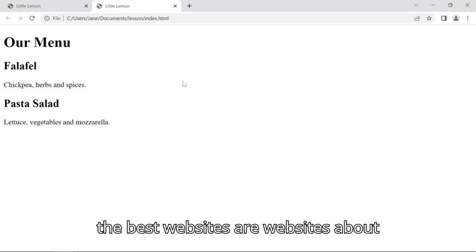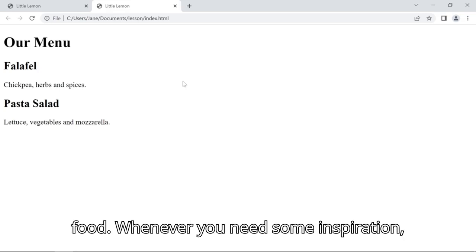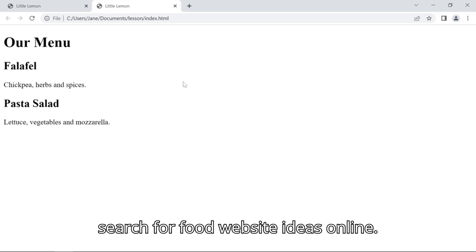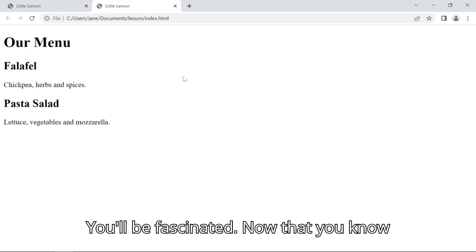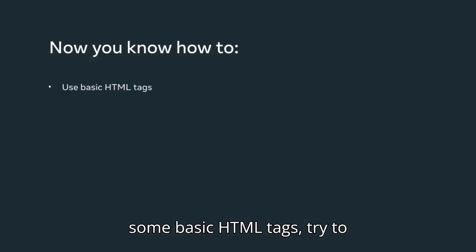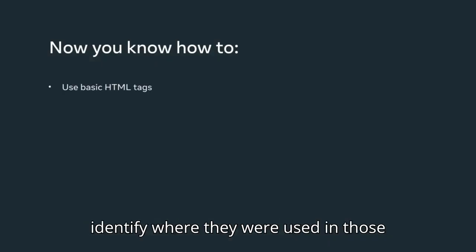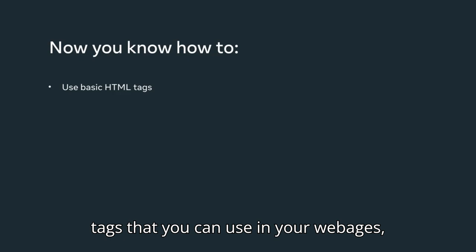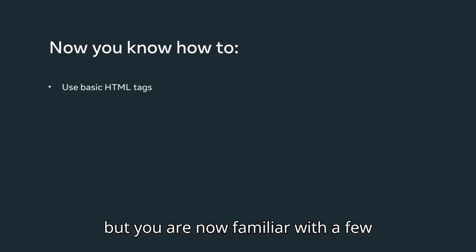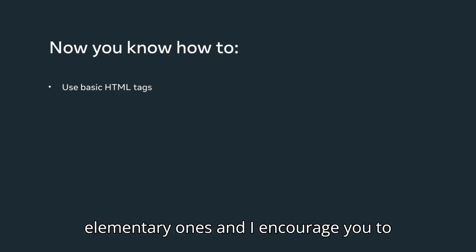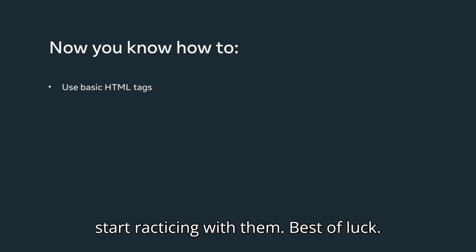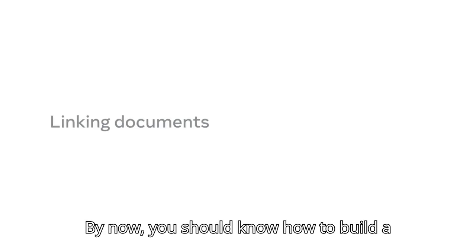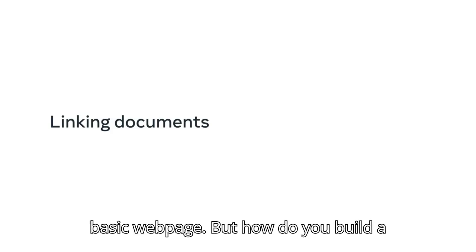Some of the best websites are websites about food. Whenever you need some inspiration, search for food website ideas online. You'll be fascinated. Now that you know some basic HTML tags, try to identify where they were used in those websites. There are many HTML tags that you can use in your web pages, but you are now familiar with a few elementary ones, and I encourage you to start practicing with them. Best of luck.